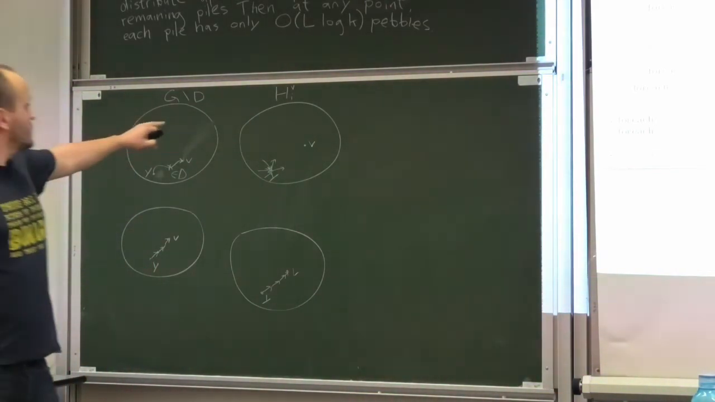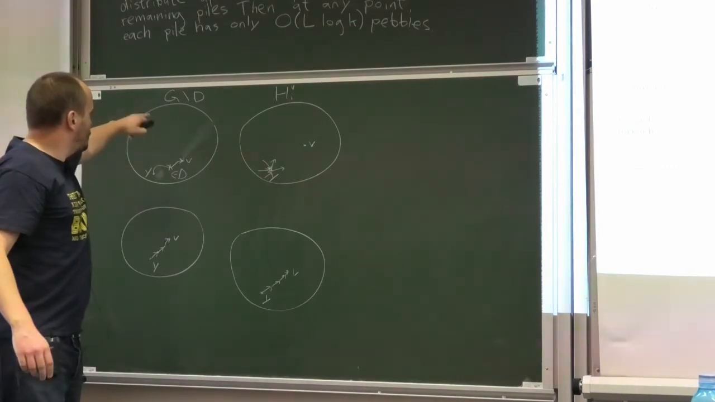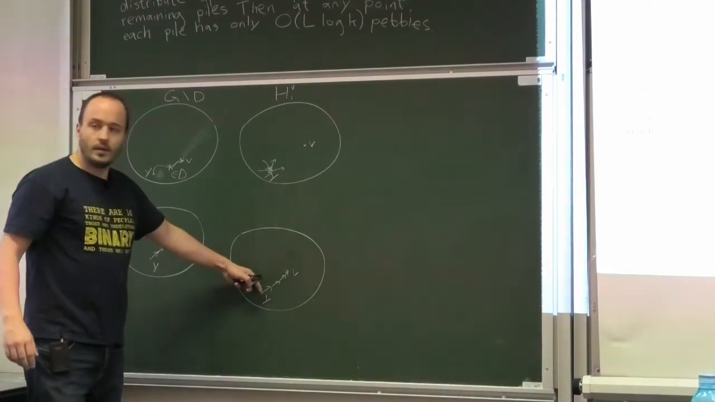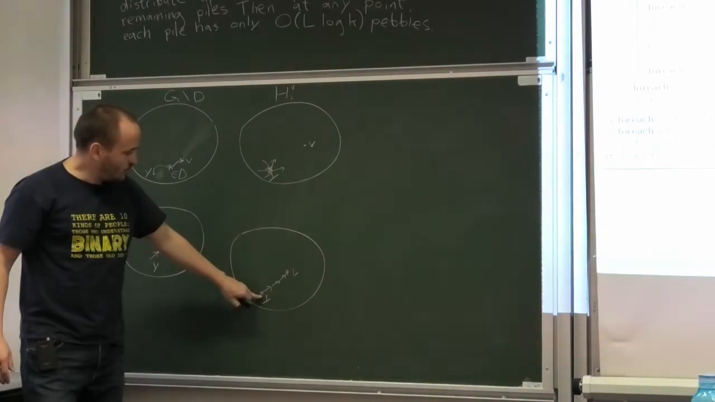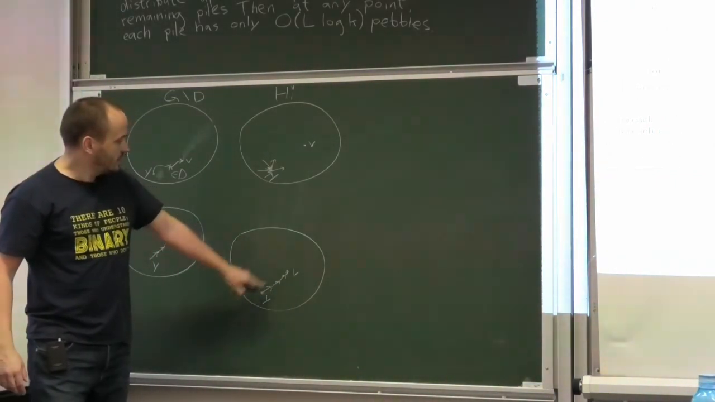So in general, this sketch graph will contain fewer edges than the original graph because of this step down here. We should hopefully avoid adding too many edges because of this step down here.